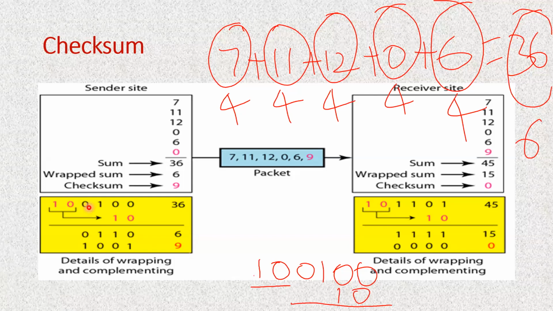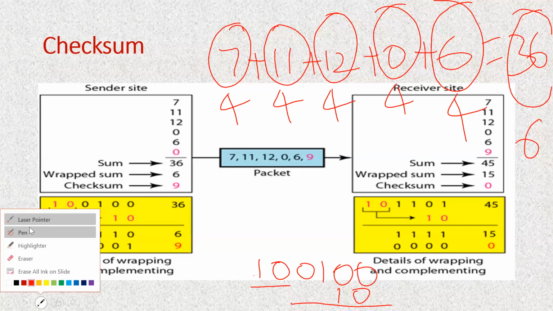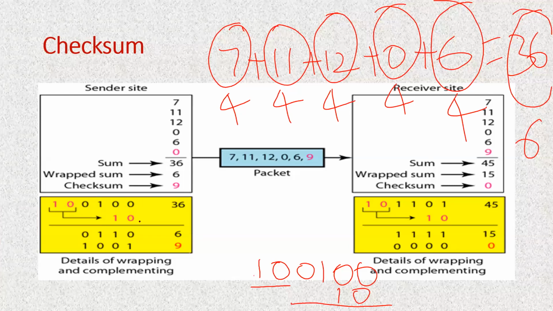1 0 0 1 0 0 is there. You take the last 2 bits and add these two to the first 2 bits. Now you perform binary addition. What will you get? 0 plus 0 is 0. 0 plus 1 is 1. 1 you write as it is. 0 you write as it is. Now you got 0 1 1 0. This is called the wrapped sum. If you convert this to decimal, it is 6.